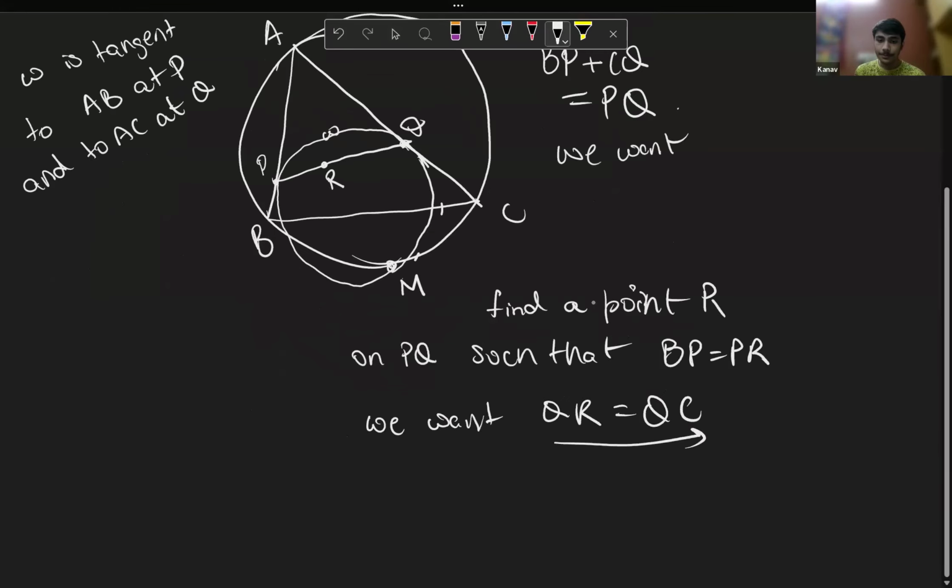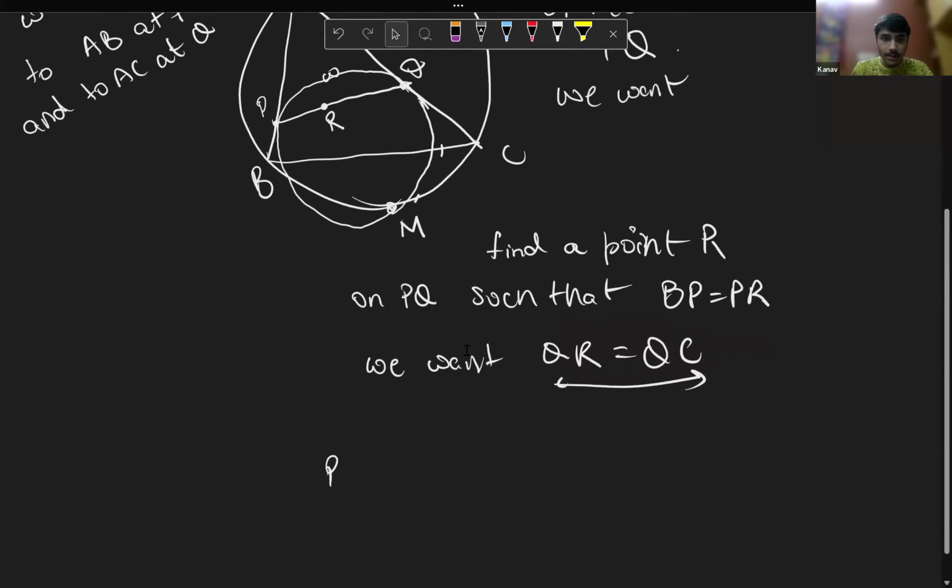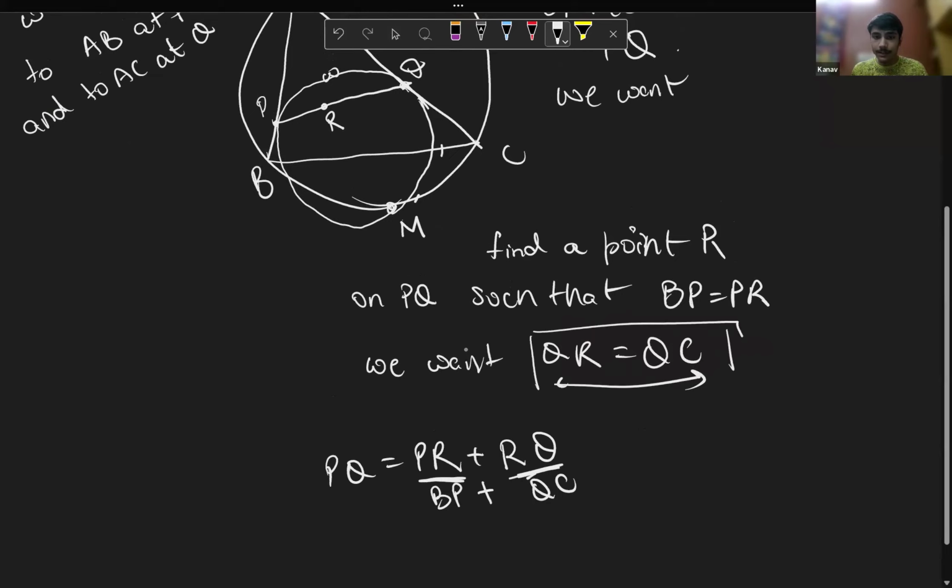If we can show this, then notice the length of PQ. Okay, I'll just scroll up so the diagram is visible as well. So the length of PQ is actually equal to the length of PR plus RQ. And if we know PR is equal to BP, so if we can show that QR is also equal to QC, we would be done, right? So if we can just show this, our life would be done. Is this fine for everyone? Are there any questions at any point? Just feel free to unmute and ask.